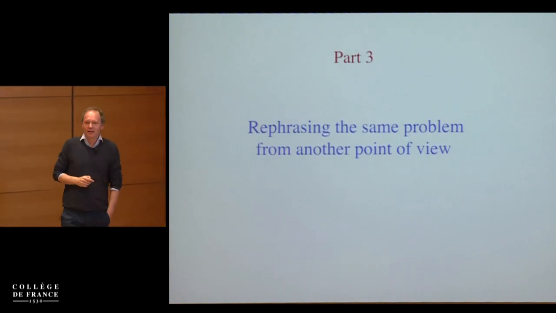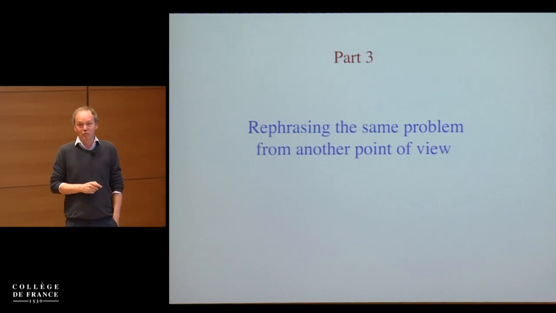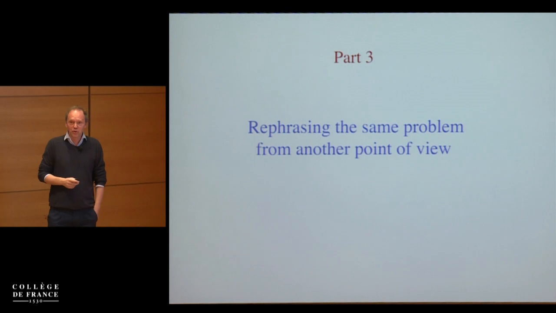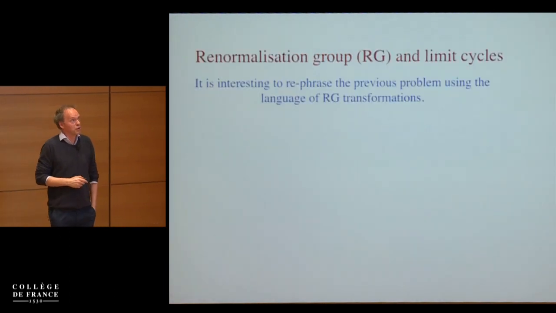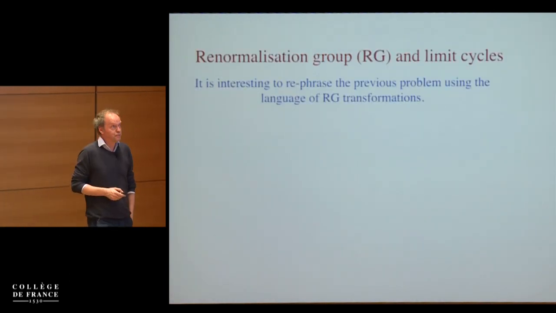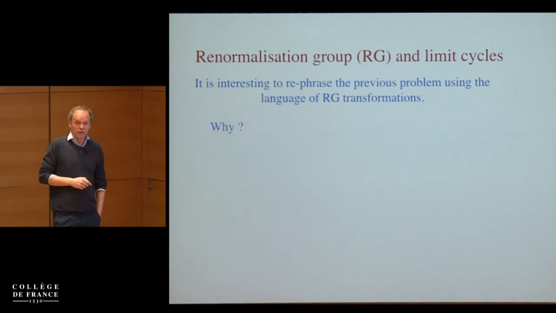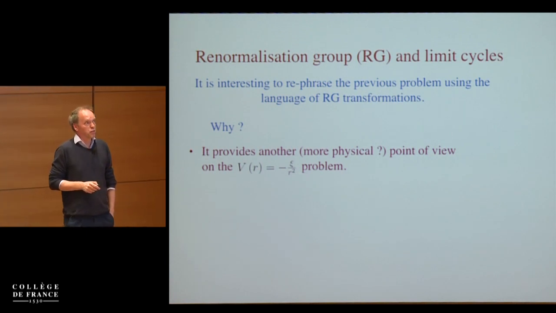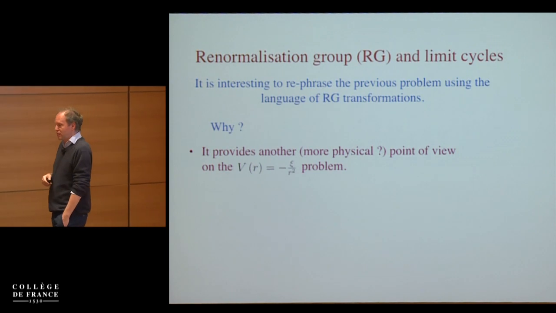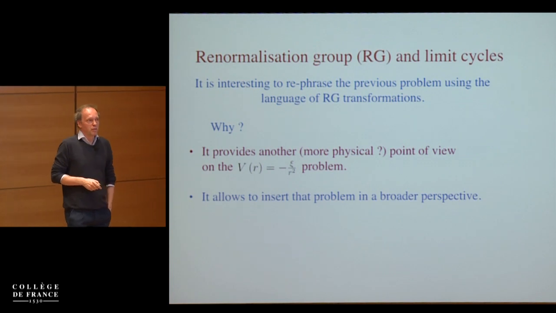Now for people again that got lost in part 2, you have another chance in part 3, which is in fact rephrasing exactly the same problem, but from another point of view. This is the point of view of the renormalization group, RG, and limit cycles. So why use this language of the renormalization group? There are several reasons. One reason is that it provides another point of view on this problem of the attractive potential, which I guess is perhaps more physical. Second, it allows us to insert that problem in a broader perspective.